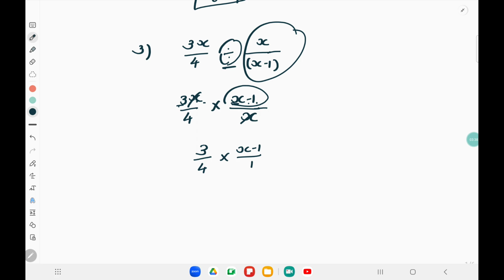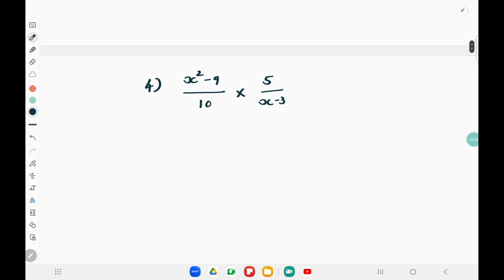So let's multiply, expanding the bracket. 3 times x is 3x, 3 times minus 1 is minus 3, over 4 times 1 is 4. That's it. We know this is our answer. Let's move on to the next question.